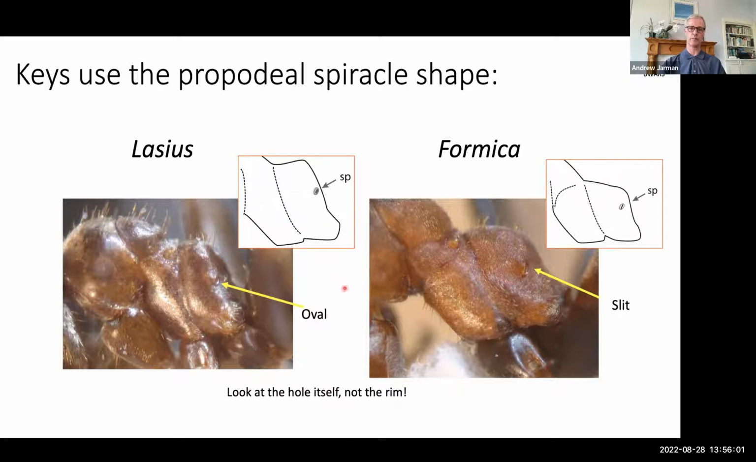One of the most common characters in the keys is to look at the shape of the spiracle on the rear of the mesosoma, the propodial spiracle. The key says in Lasius, this is round or oval, and in Formica, it's slit-shaped. It's a very clear character, but it's very hard. It causes a lot of confusion amongst people. And I think the reason for that is that you have to look at the shape of the actual hole, the opening itself, and not the surrounding rim of the spiracle, because the surrounding rim is oval in each case, but it's the hole itself which is either oval or slit-shaped. And so if you look for the hole, then you will find that character is actually okay.